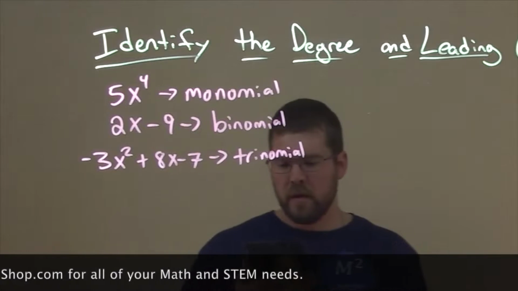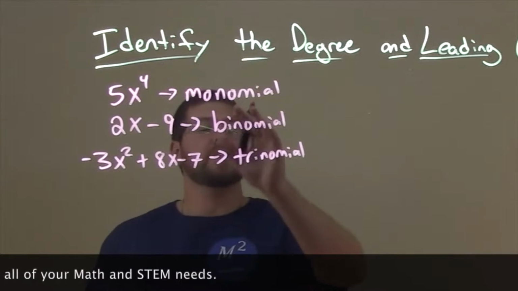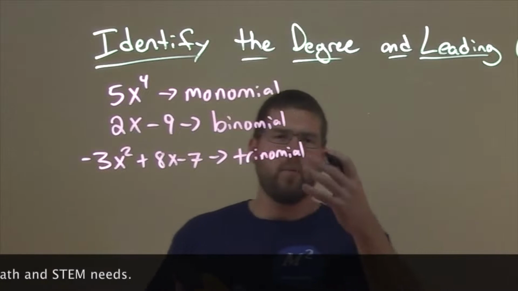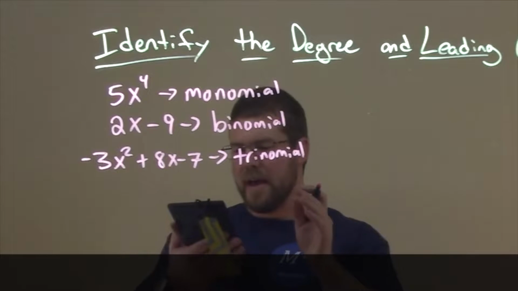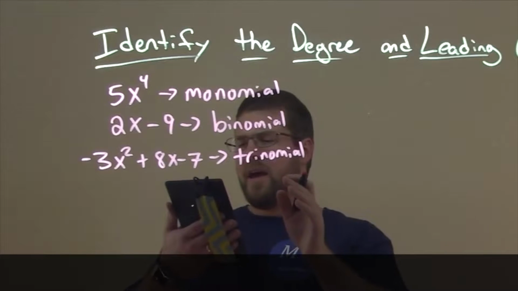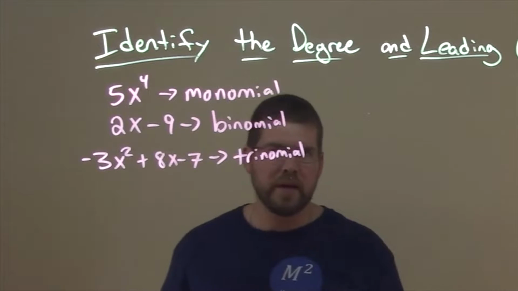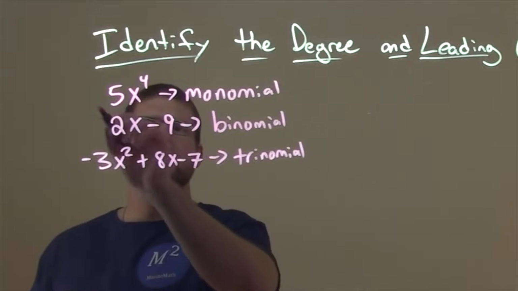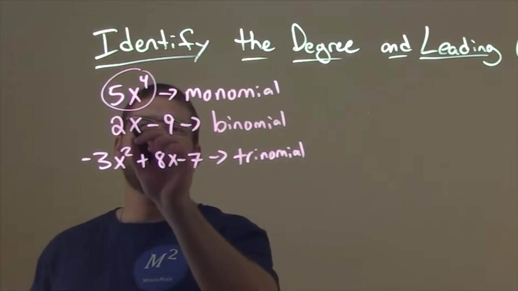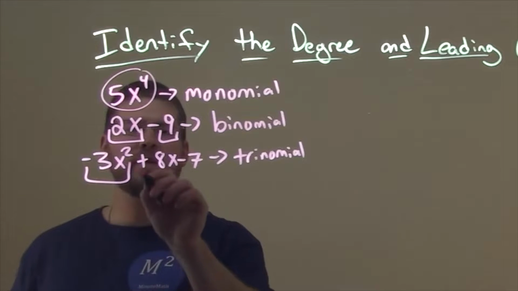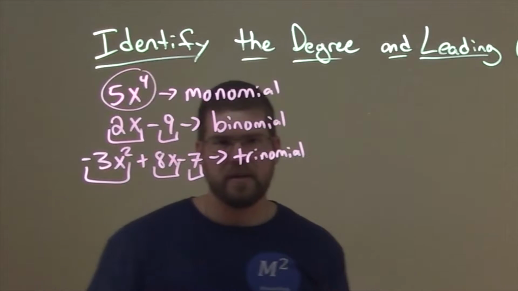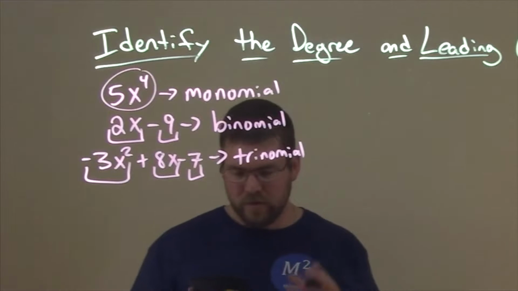Notice these are different types of polynomials, but where do we get this mono being 1, binomial being 2, and trinomial 3? Well, here we have one term, 1. Here we have 2 separate parts, and we have 3 separate terms there. So trinomial. That's where the words come from.